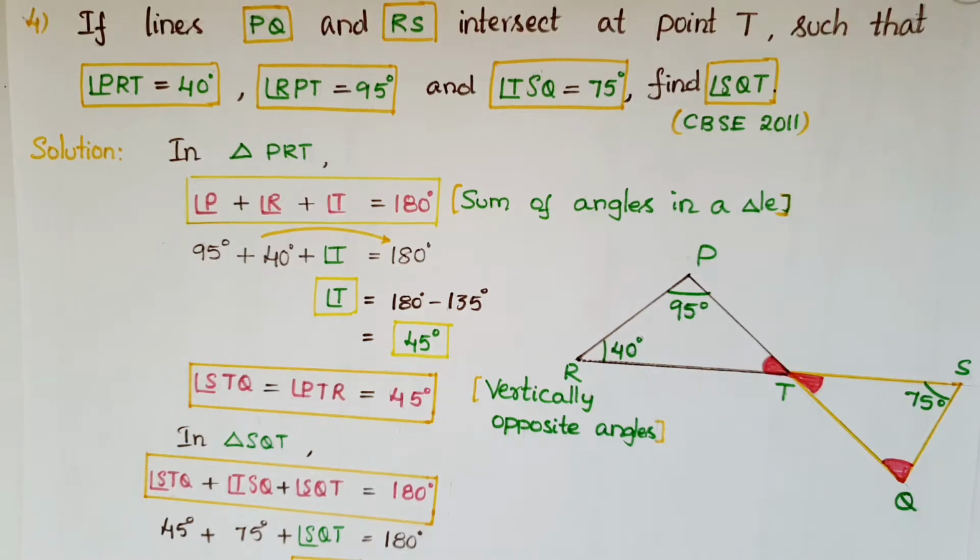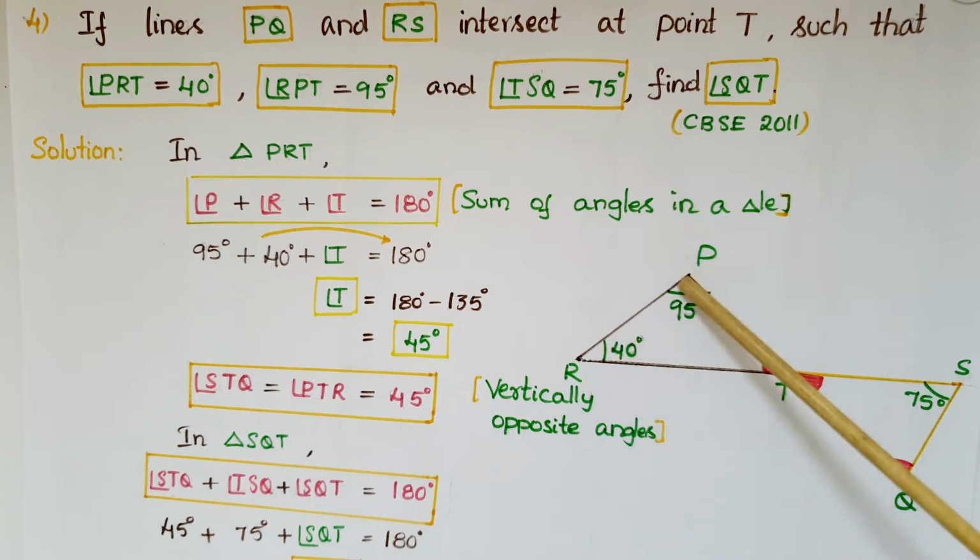This is the fourth problem from exercise 6.3 from the Lines and Angles chapter from NCERT. If lines PQ and RS intersect at point T such that angle PRT is equal to 40 degrees, angle RPT is 95 degrees and angle TSQ is 75 degrees, we have to find angle SQT. This question was asked in CBSE 2011.